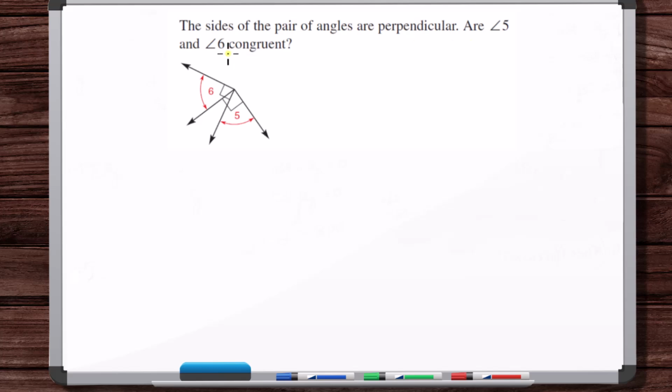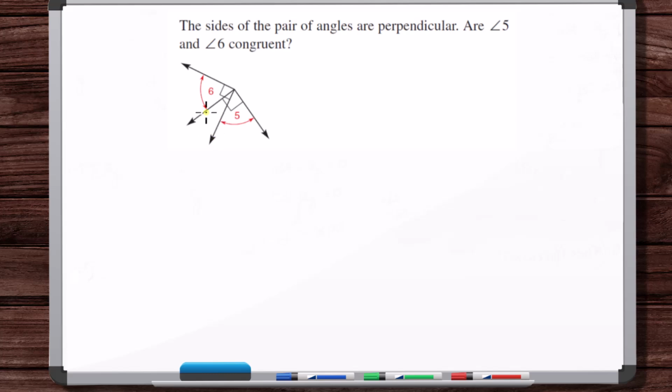Are angles 5 and 6 congruent? Okay, so we've got this angle. This is a 90-degree angle. This is a 90-degree angle. So are angles 5 and 6 congruent? We could take a measurement, but perhaps they want us to do this more analytically.